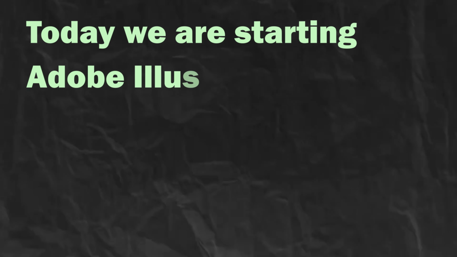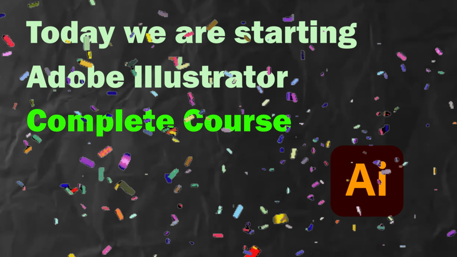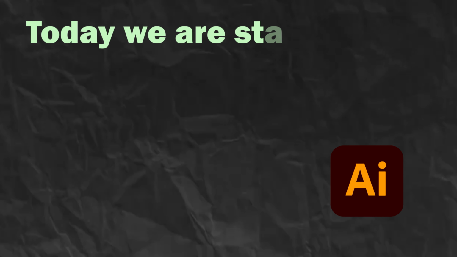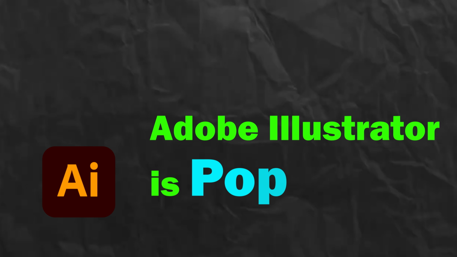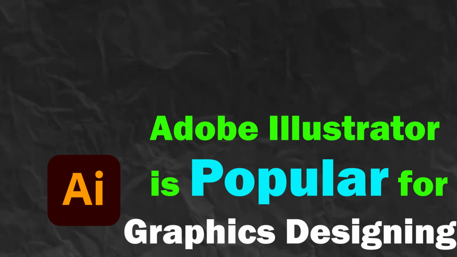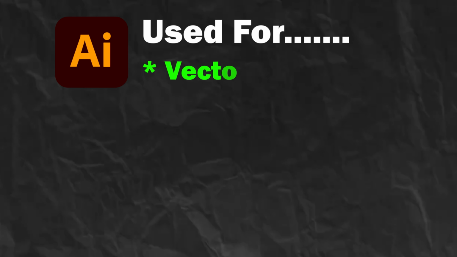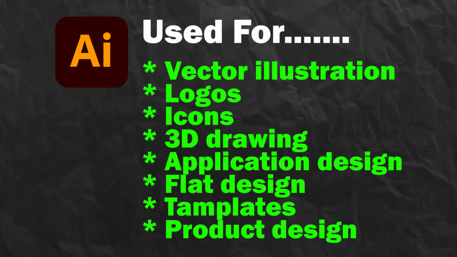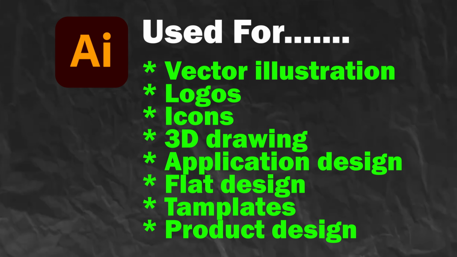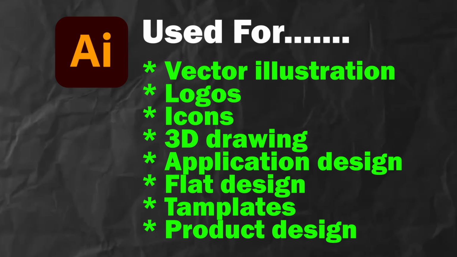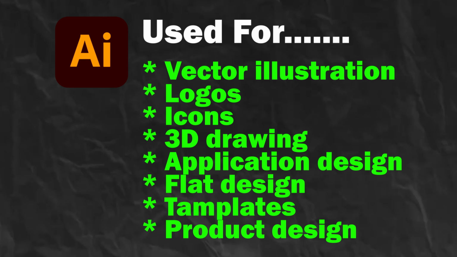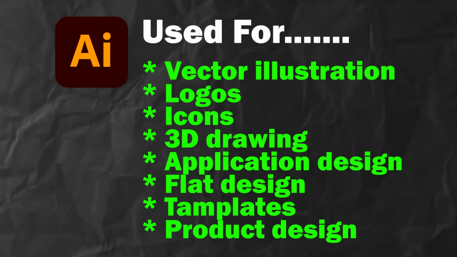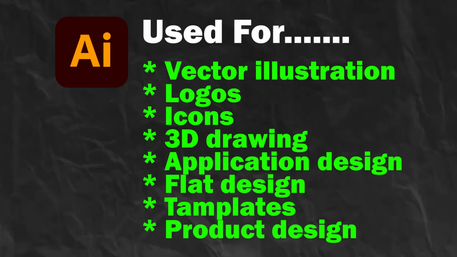Today, initially, we are starting the Adobe Illustrator course for you. Before we start Illustrator, we should know that Illustrator is a very popular software for graphic designing nowadays. Illustrator is used for making vector illustrations. We will explain later what vector illustration actually is. Here you can design logos, icons, you can do 3D drawing, even complex things like application design or flat design too.